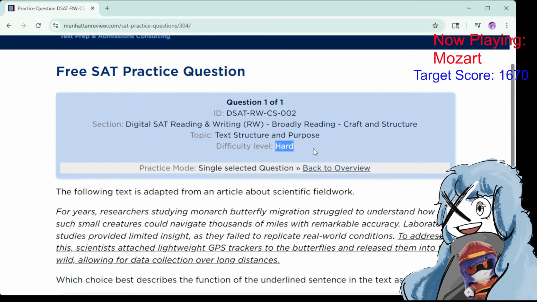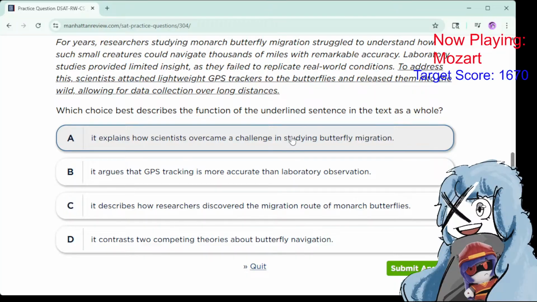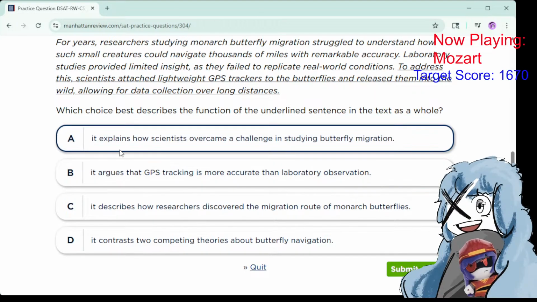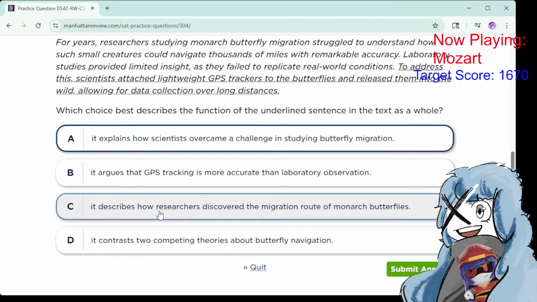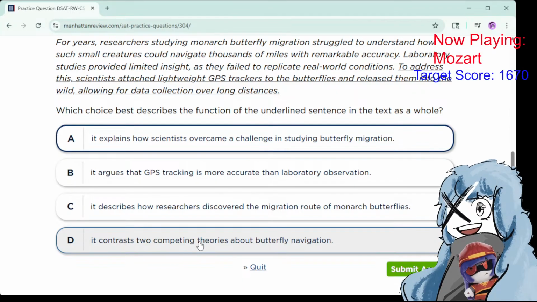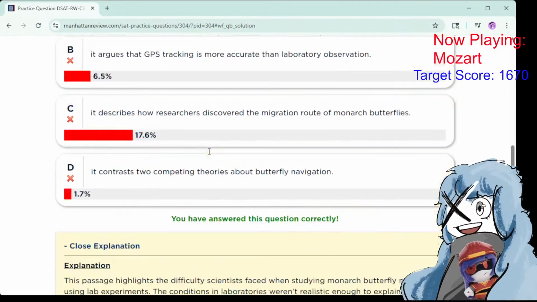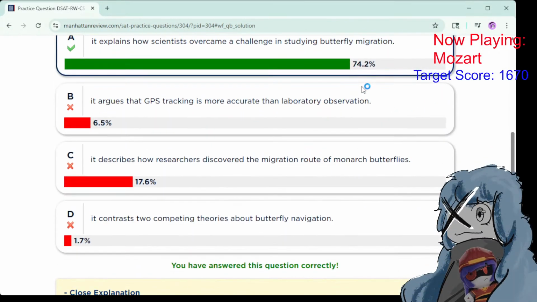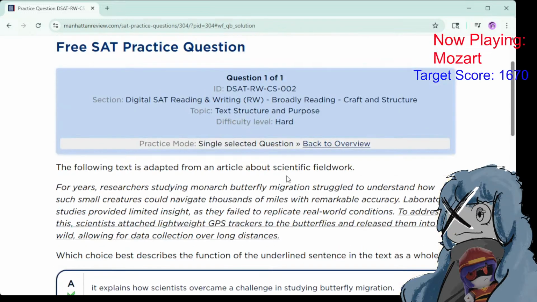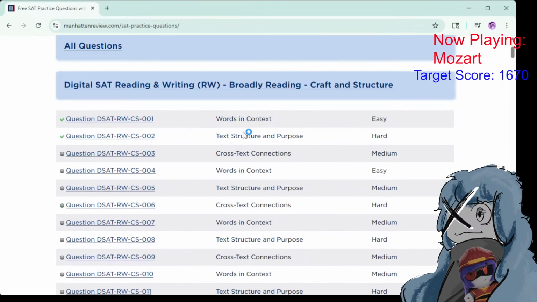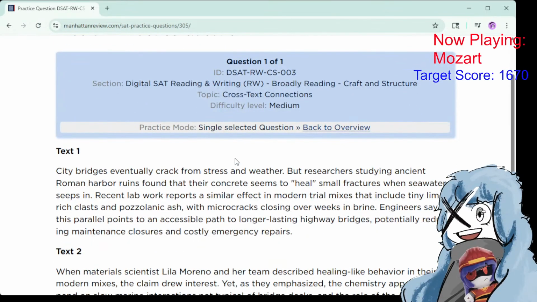This one's difficulty is hard. Clearly pretty easy. Choice A explains how scientists overcame a challenge in studying migration, that is obviously A, guys. It argues that GPS trackers are more accurate, no. Describes how researchers discovered migration, no. Contrasts two competing theories, no. Yep. Too easy, guys. I thought this was hard, man. 74%. There's no next button. I guess I have to manually click through each one. Guys, I think the SAT might not be that hard anymore.